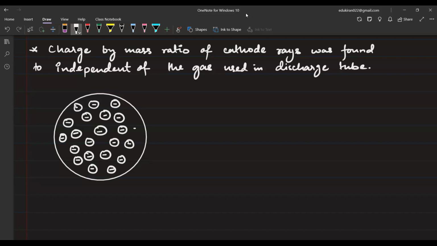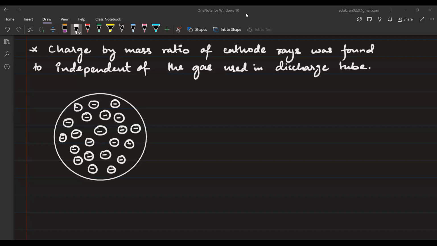Now, if the electrons are present, which is negatively charged, there must be protons also. I mean, not protons. Wait a second. We will not say electron and proton yet. What do we know about electron and proton? We are at J.J. Thomson, 1800s. I don't know electron. I don't know proton. So negatively charged and positively charged.